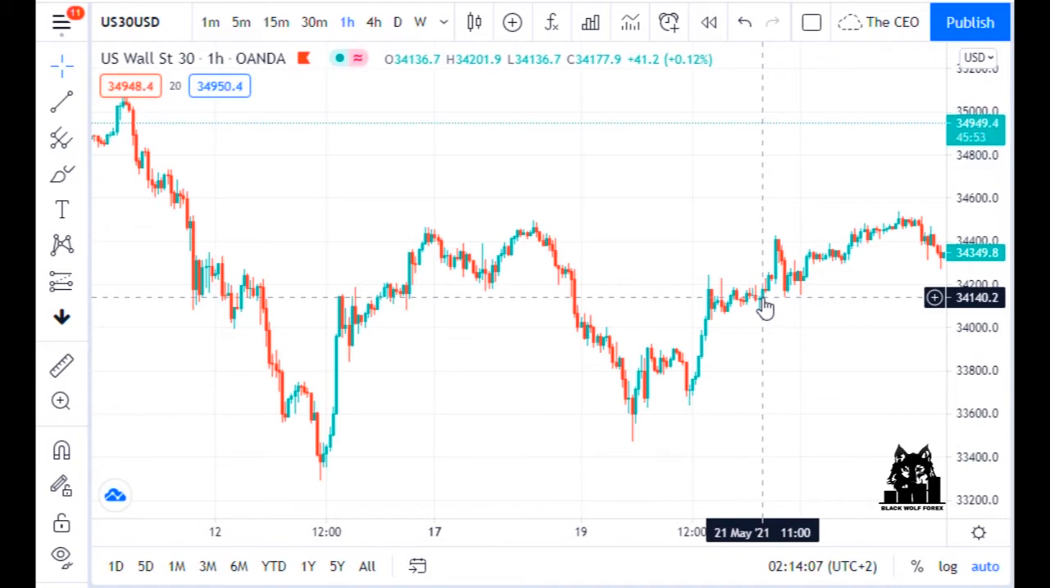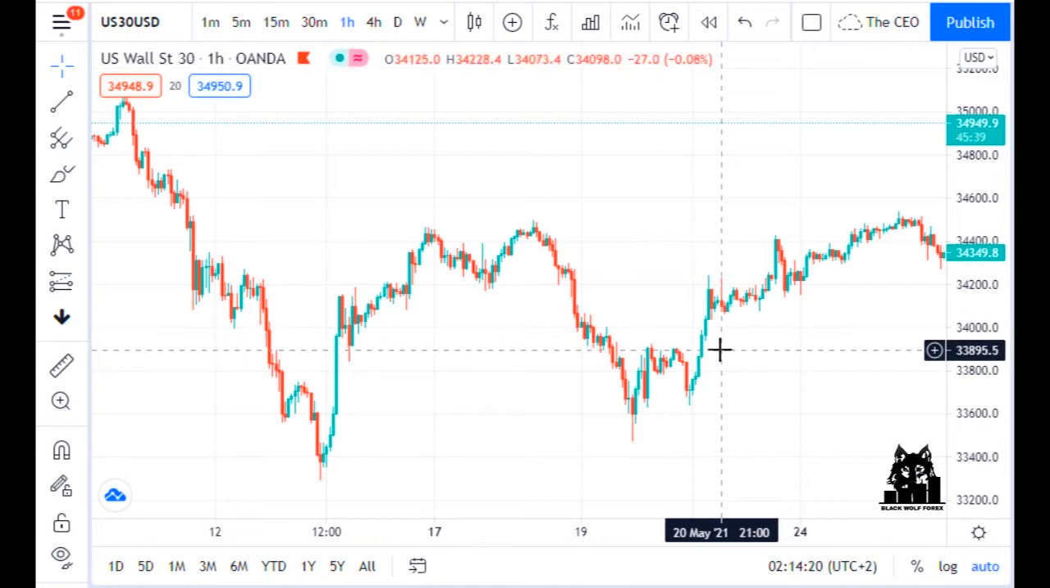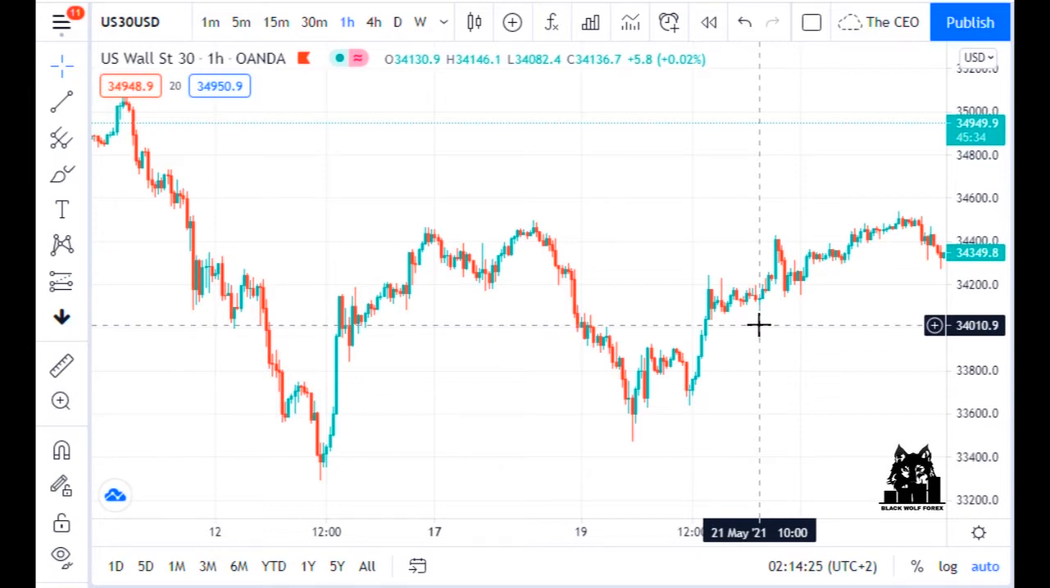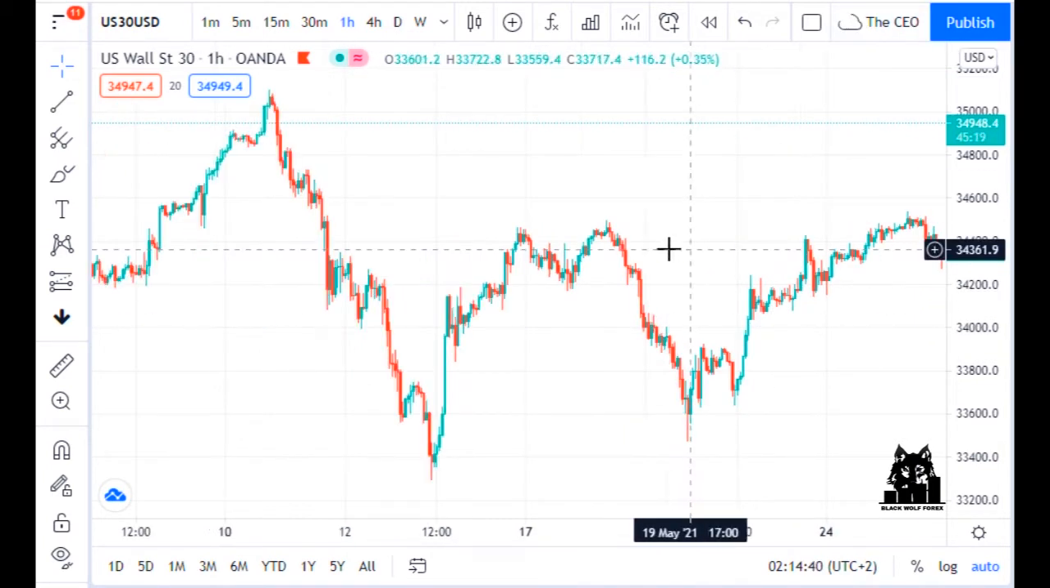A contraction phase is caused by low institutional volume, which means that time of a session where there's no volume in the market. The contraction phase is caused by low institutional volume. It means that most traders have closed their trades. People are away from the market, so there's zero volume in the market. So that's what you should always note.